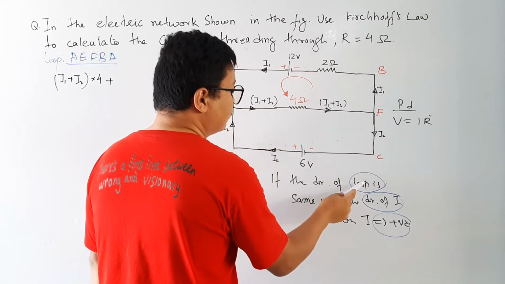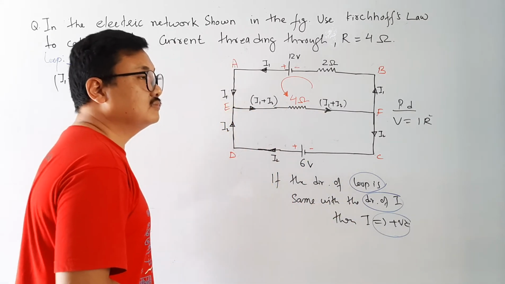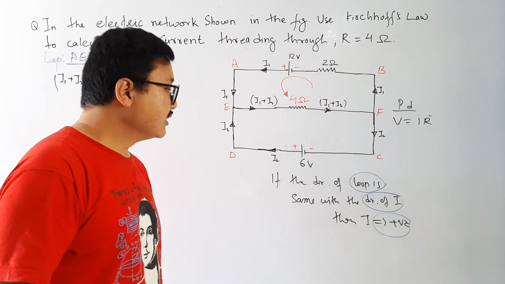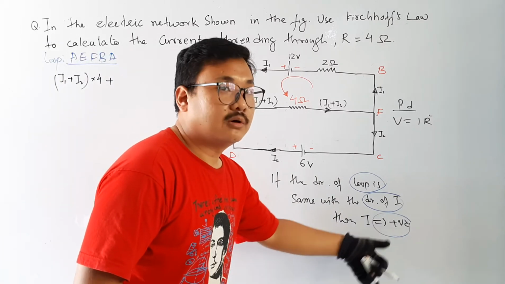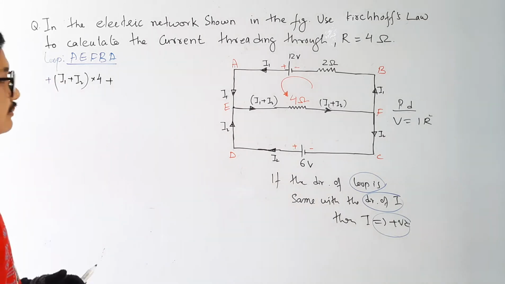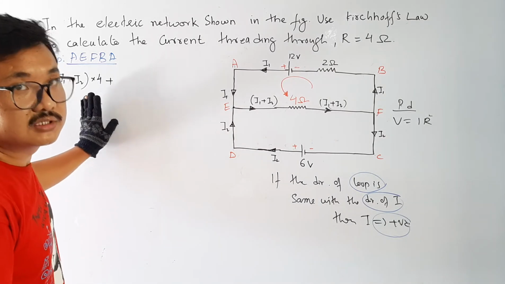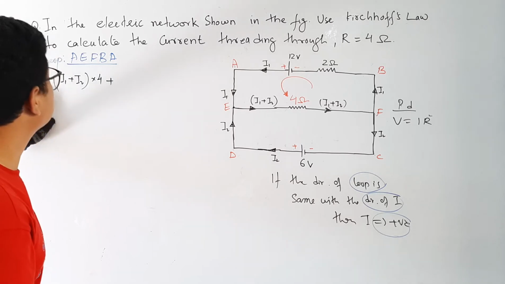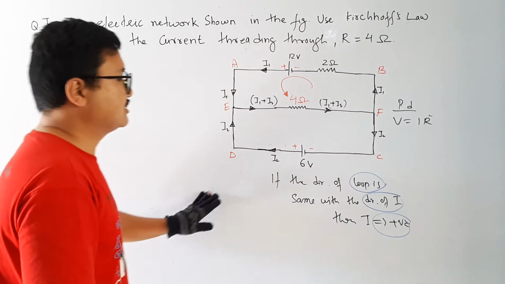It means both are same. The direction of the loop and the direction of current is same, so the current is positive. So here I have to write positive. But since this is positive, we don't need to write it here. Okay, now this is done.